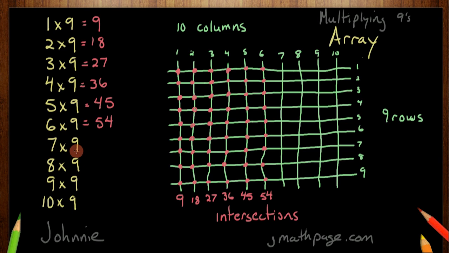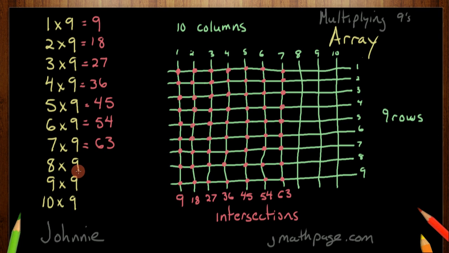What about 7 times 9? 7 columns, 9 rows. Here's our 7th column. Let me mark all the intersections again. Okay, we had 54. Let's count on. 55, 56, 57, 58, 59, 60, 61, 62, 63. So we can put 63 here. And we can say 7 columns by 9 rows gives us 63.